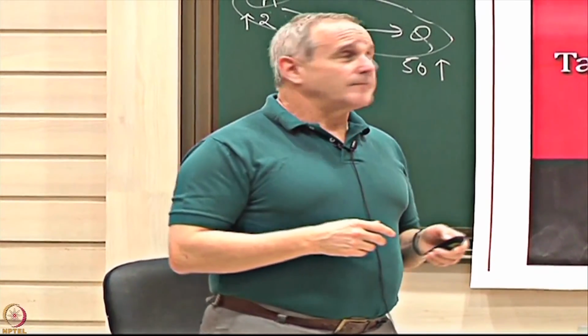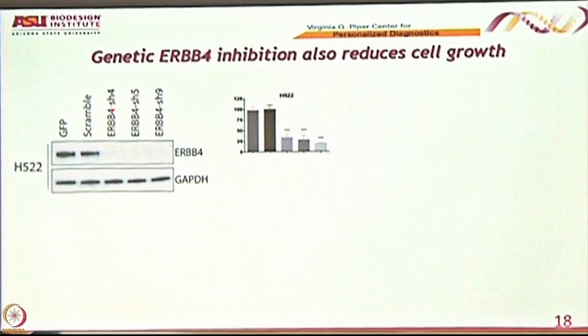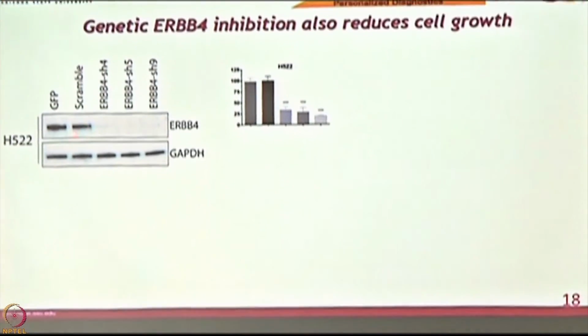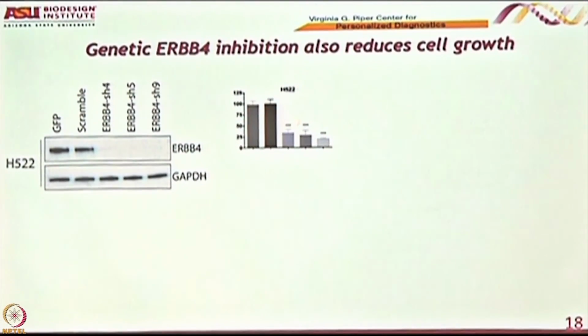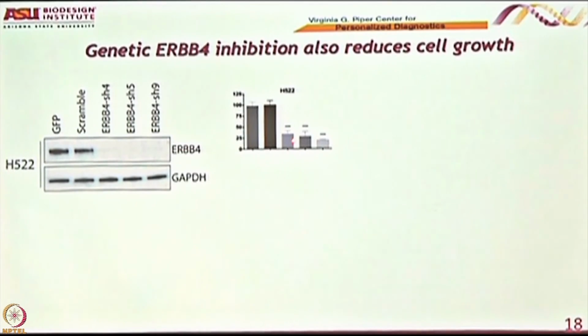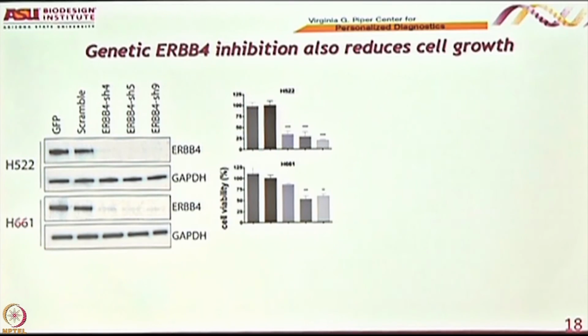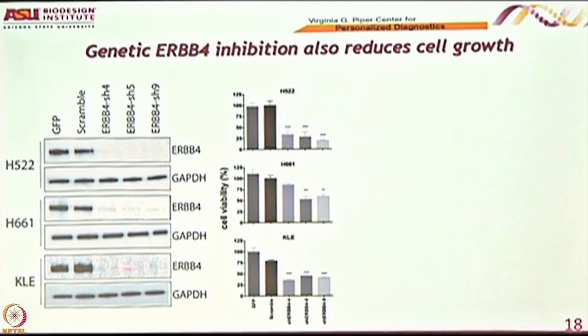shRNA, right. So that's what we did. Here is one of our cell lines, 522. This is one of the sensitive cell lines. Here's an ERBB4 shRNA, clearly knocking down protein, right? And if you knock down the protein, cell division gets reduced. So just knocking down ERBB4 is sufficient to give you cell inhibition. Here's another cell line, knock down ERBB4. Once again, you see reduced cell growth. Here's yet another cell line, knock it down. Once again, you see reduced cell growth. So knocking down ERBB4 by itself, using 3 different shRNAs in each case, is sufficient to reduce cell growth.